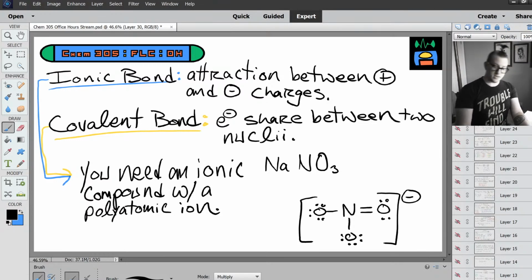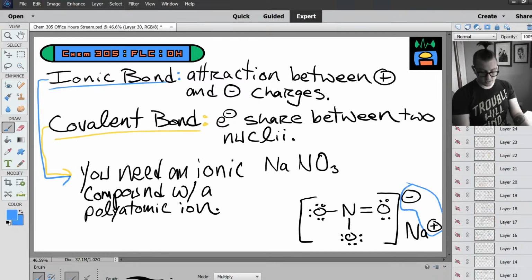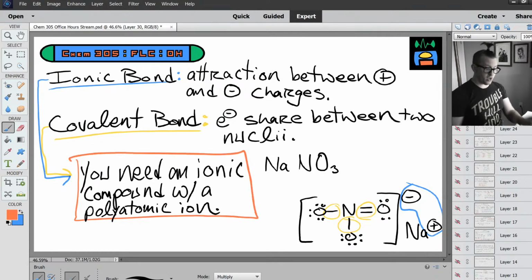All right, there's the anion, and then the positive sodium cation. It has an ionic bond because of the attraction between the positive and the negative, and it has covalent bonds because those electrons are being shared between two nuclei. So if you can identify an ionic compound with a polyatomic ion, that molecule will have both ionic bonds and covalent bonds. So that is what you're looking for if you're looking for a molecule with both.